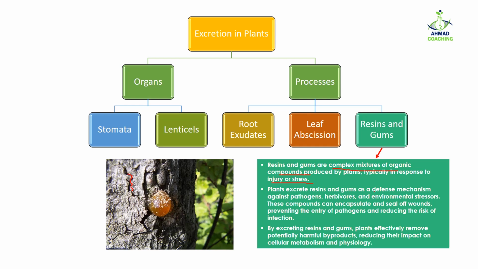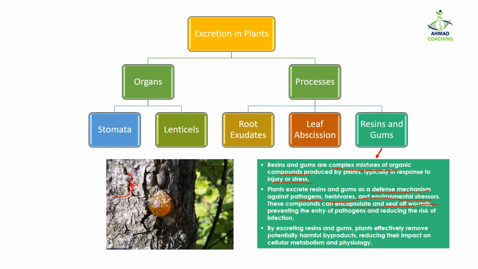Plants excrete resins and gums as a defense mechanism against pathogens, herbivores, and environmental stressors. So we know if there is an opening, there are 100% chances that some pathogens or bacteria can gain entry into the plant's body. So to protect themselves as a defense mechanism, they are going to produce resins and gums and cover that cut with them so that these pathogens do not gain entry inside the body. And if there are any pathogens, they are going to encapsulate them and also seal off their wound.